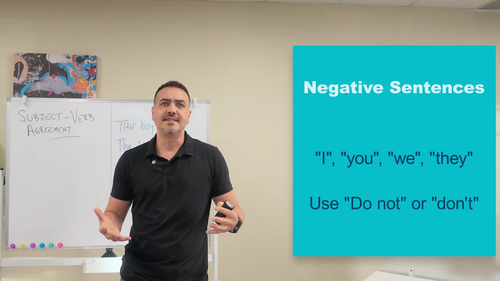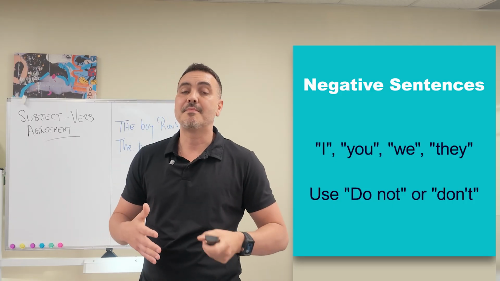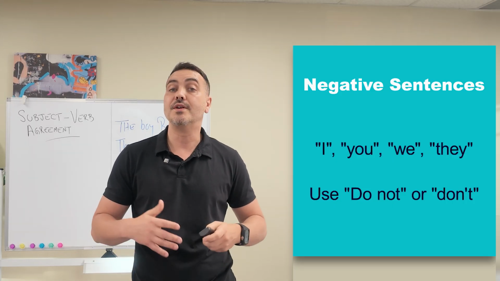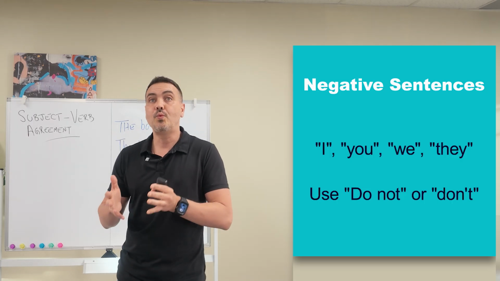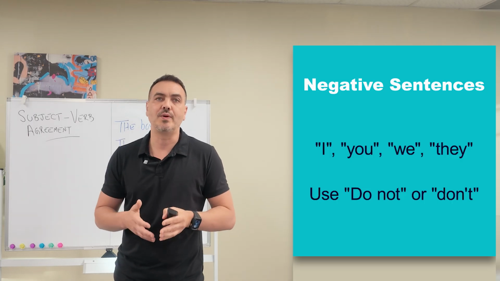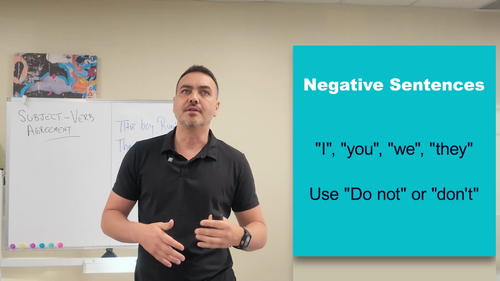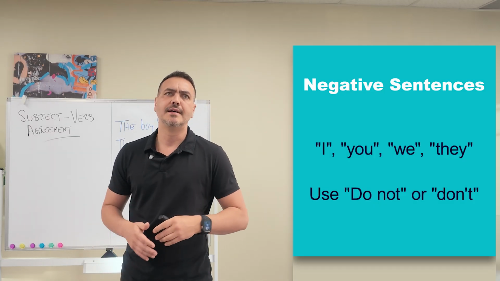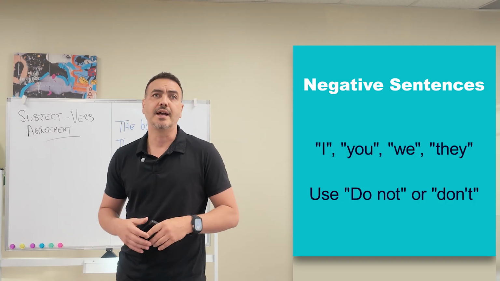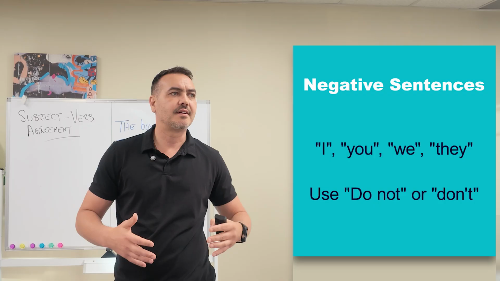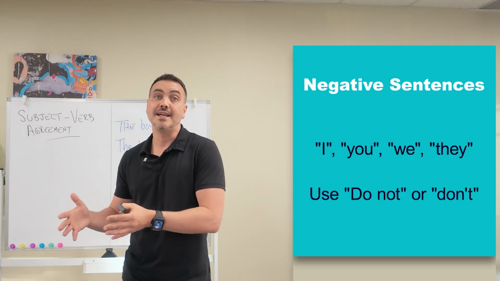Now, negative sentences we can also make. A negative sentence tells us that something is not true or does not happen. So with I, you, we, and they, we use do not or don't. For example, I don't work on Sunday. You don't live here. Okay? We don't speak French. They don't eat meat.